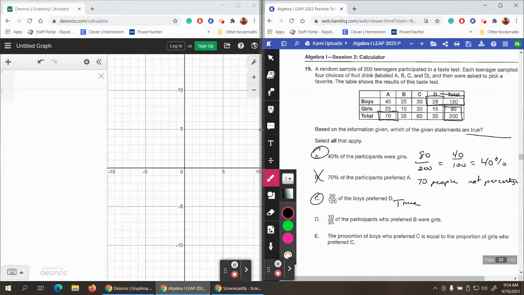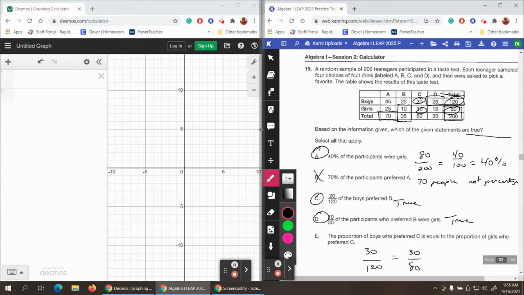10 out of 35 participants who preferred B were girls. So here we go. Of the 35 that chose B, 10 of them were girls. So that's true. So that's an answer. The proportion of boys who preferred C is equal to the proportion of girls who preferred C. All right, so we have 30 and 30, boys and girls, right? So it says 30 over something equals 30 over something. Now let's get our totals. 120 and 80.